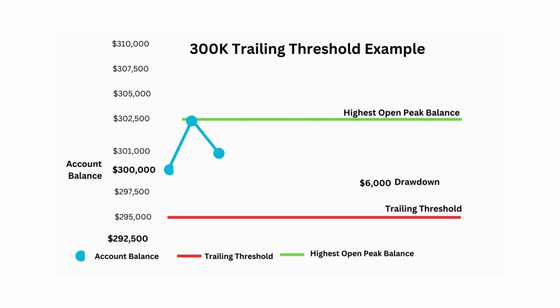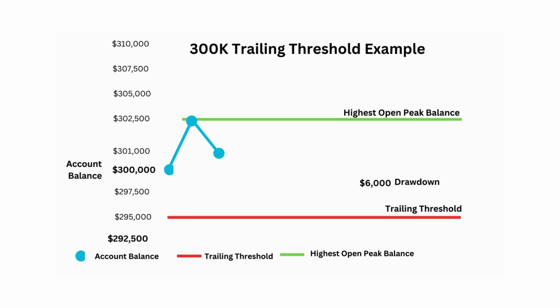Remember, we want to keep our account balance as far away from the trailing threshold as possible. The best way to achieve this is by aiming to take profits as close to the highest point of our position as possible, preventing excessive drawdown. In order to get our drawdown back to $7,500, we would need to raise our account balance up to the same dollar amount as the peak balance, which is currently at $302,500. The trailing threshold will remain at $295,000 until the account balance makes a new high.